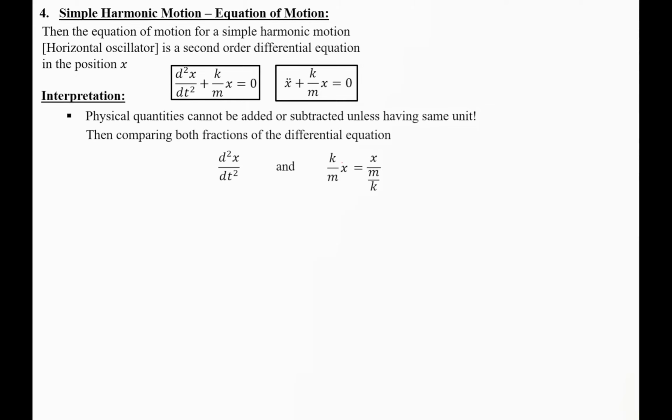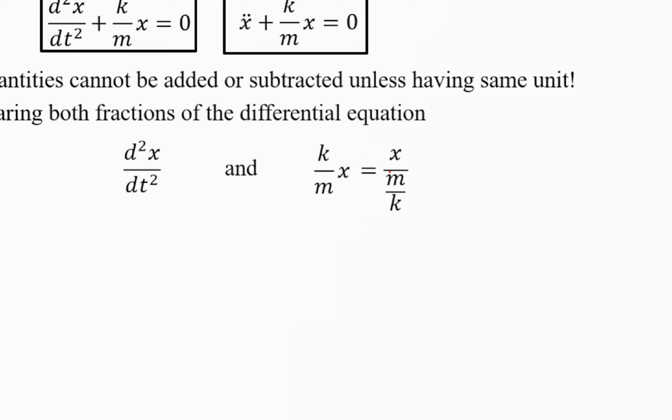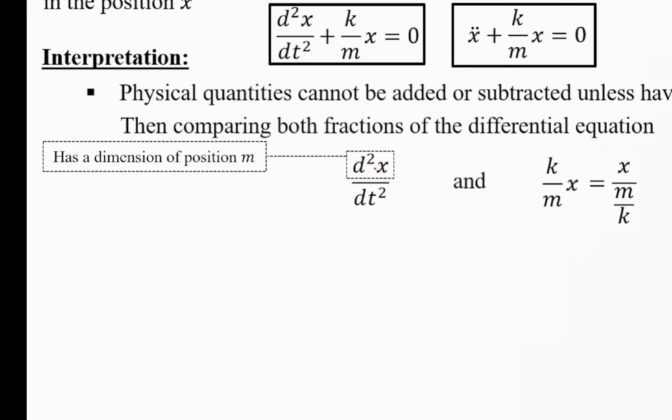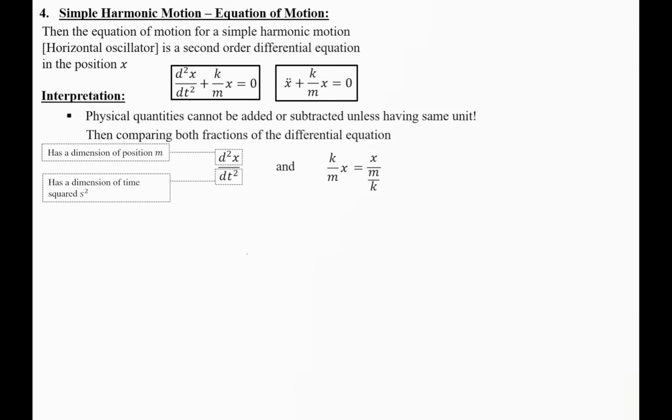Now, rewriting this fraction in the form of x over m over k, let's analyze the units. d squared x has a dimension of position, which is meter. Although here we have a power 2, this is for the operator and not for the position. So, dx has unit of meter, d squared x has unit of meter. However, dx squared has unit of meter squared.